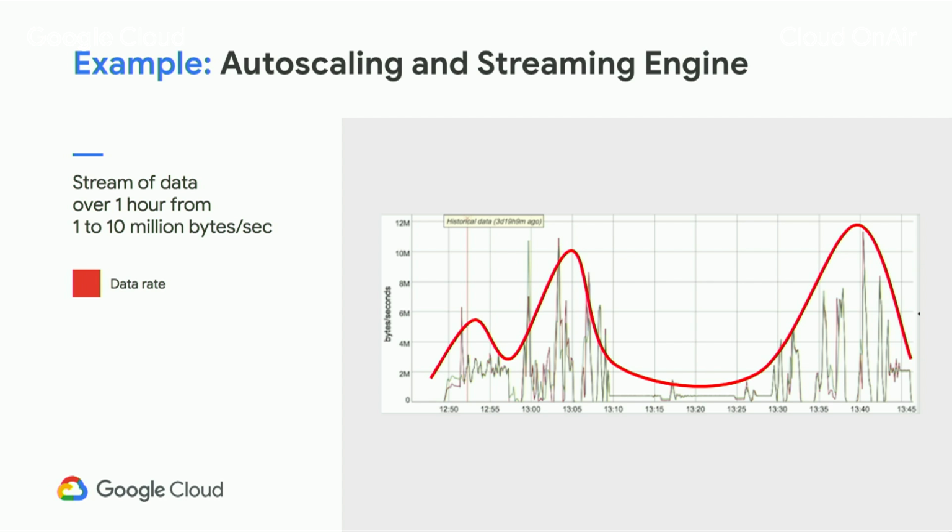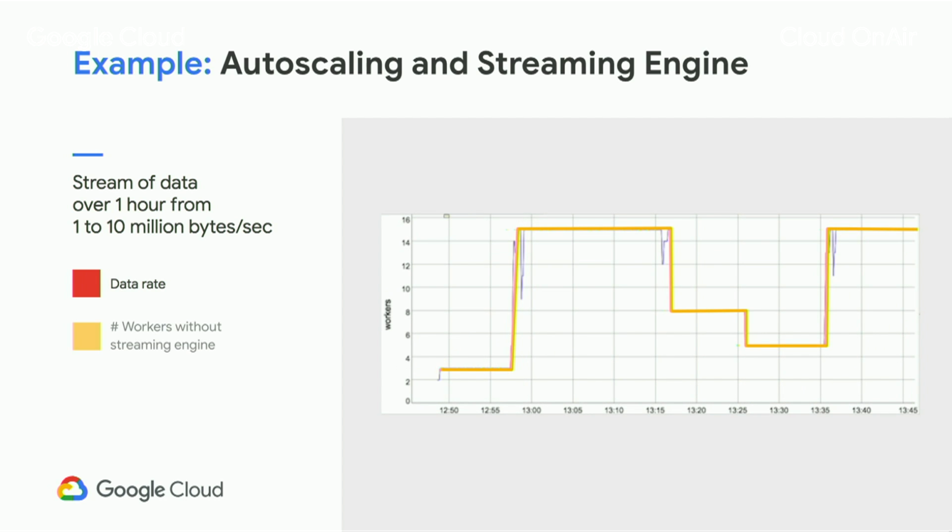When I launched a streaming pipeline without using the streaming engine, I got the following graph of the number of workers that Dataflow service decided to use to process my data. As you would expect, the number of workers initially was quite low. I think it was about 3.